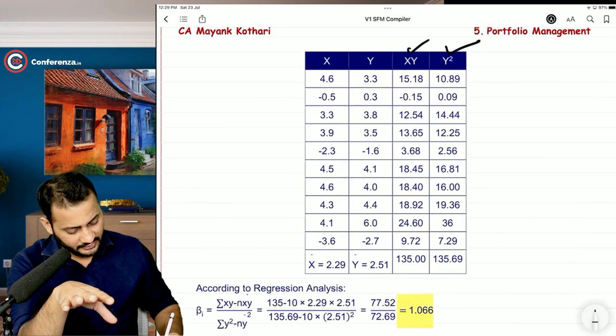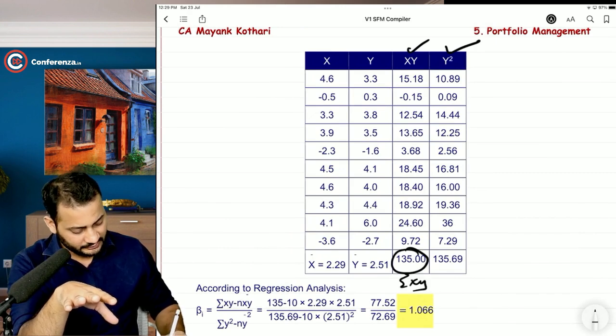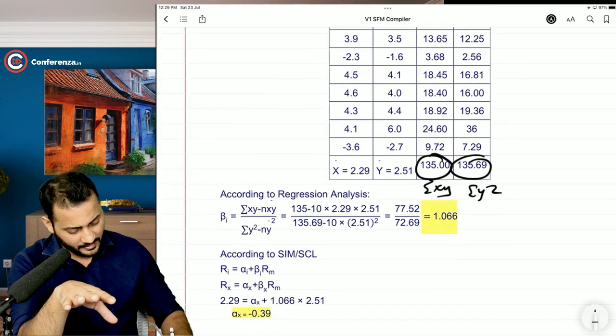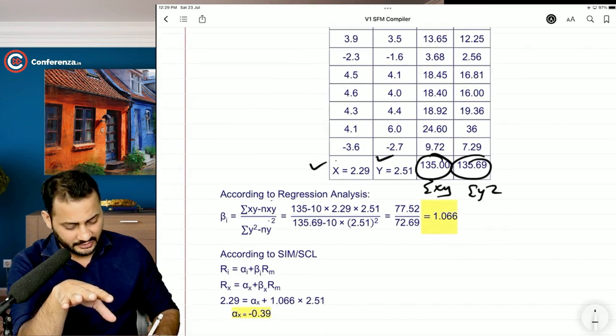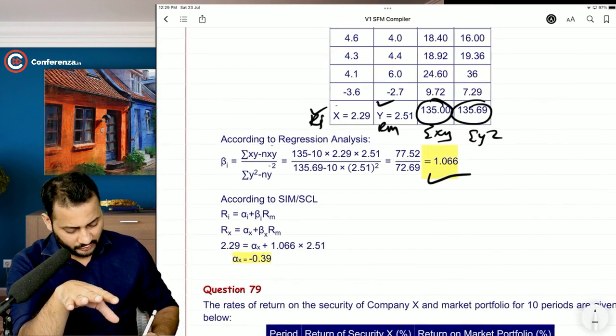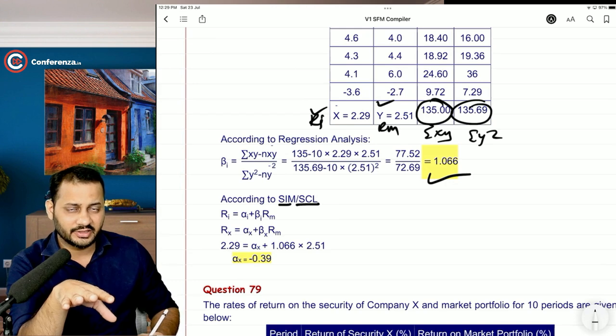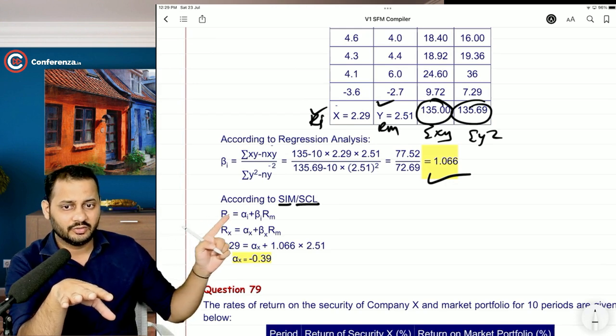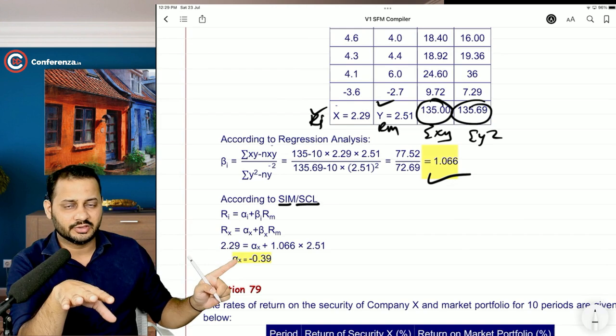Xy, y square, this is summation of xy. This is summation of y square. This is bar x, bar y, that means you can call it Ri, Rm also. And then this is beta according to regression analysis. According to the single index model or securities characteristic line, Ri is equal to alpha i plus beta i Rm. So this is your formula.